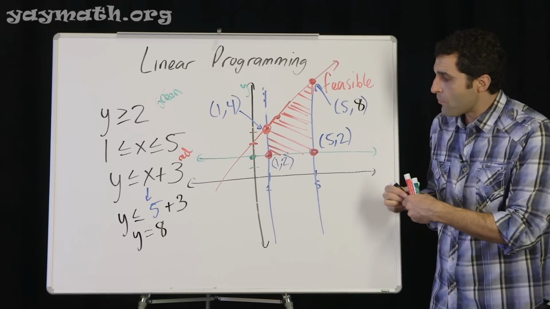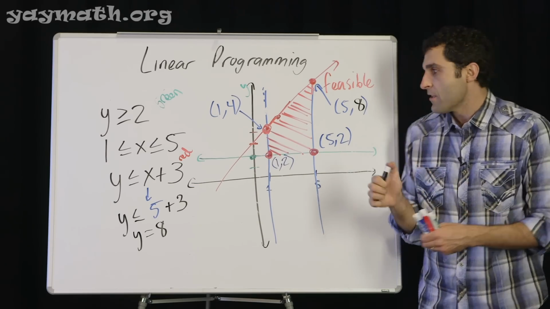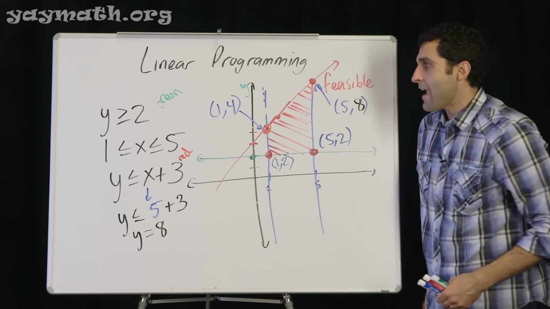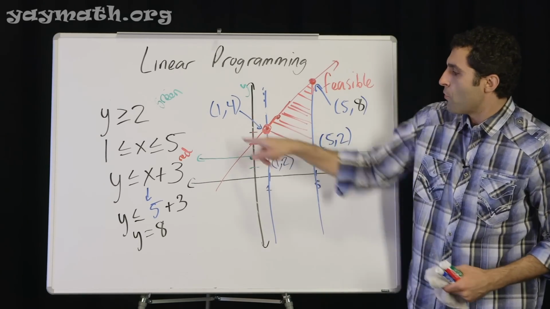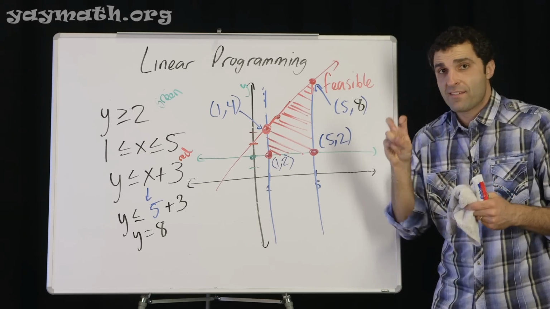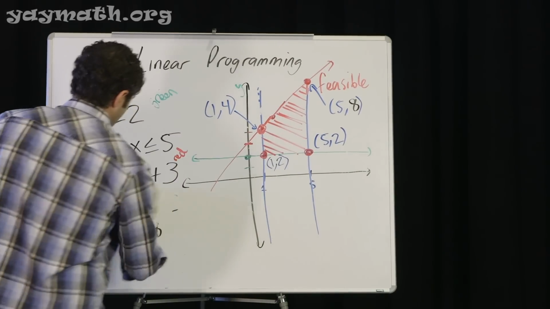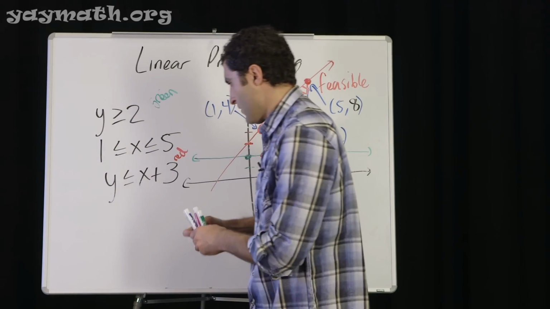So those are all the points of intersection: (1, 4), (1, 2), (5, 8), and (5, 2). So these are all potential outcomes of our constraints, outcomes of our equations. And now what we need to do is decide which of these points are the best. So we need more information, okay? The next piece of information is called the profit model. I'll show you what it means.